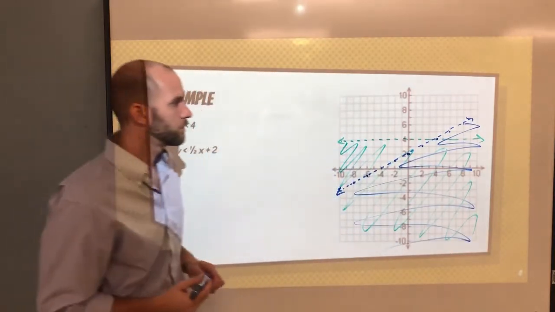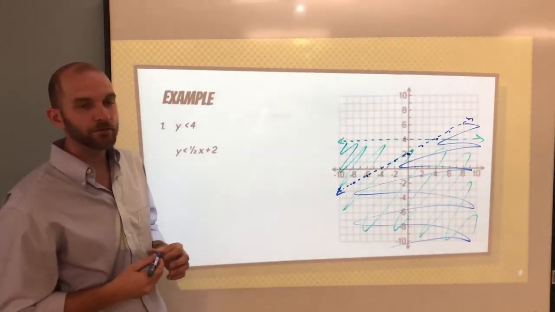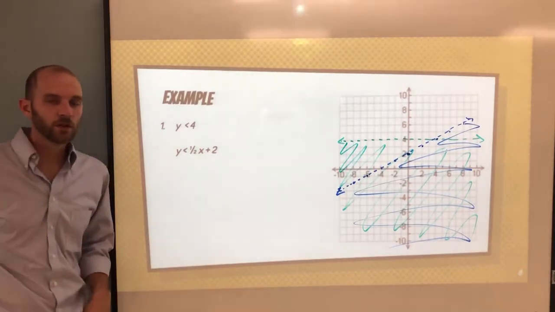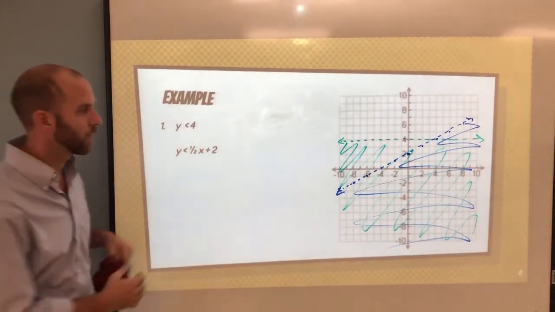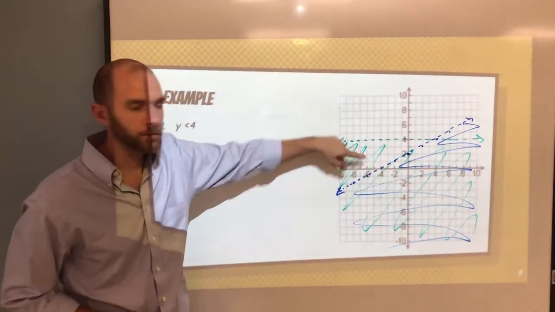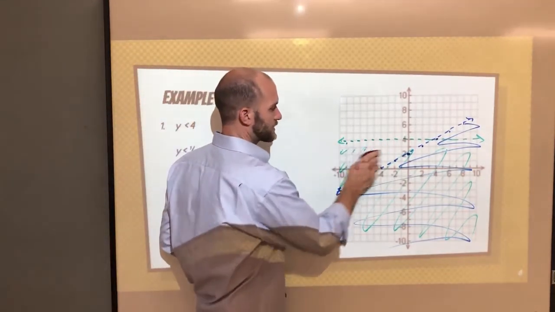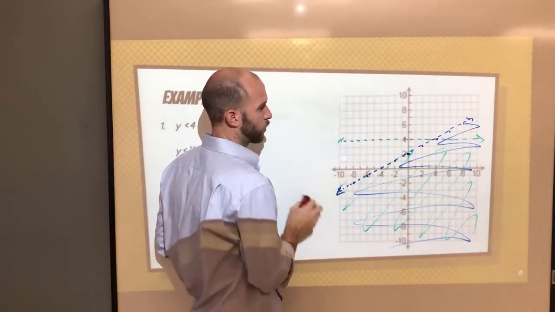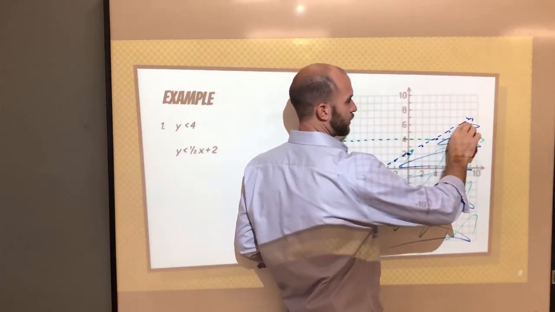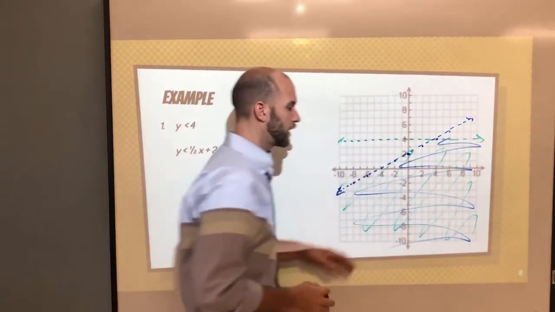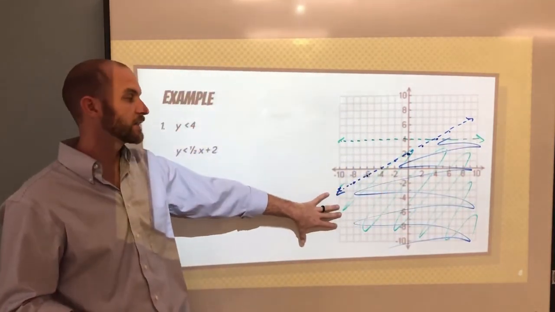All right, looks good. So the only question that I have left is what's actually the solution to our system of inequalities here? Well, this right here, I don't see any blue. It's just the less than, y is less than 4. And in this section, I don't see any green. So here is our intersecting region.